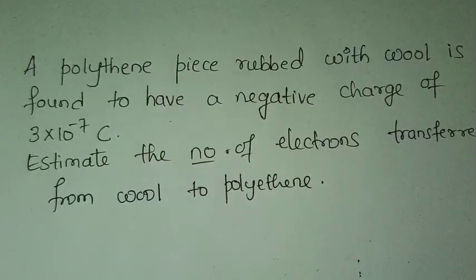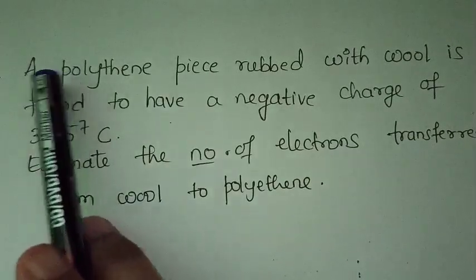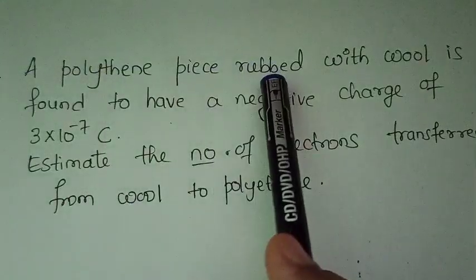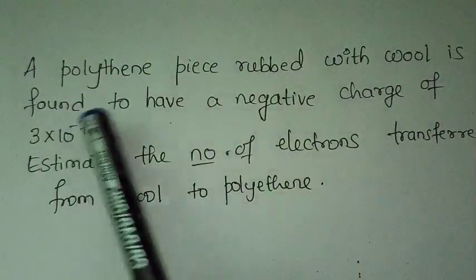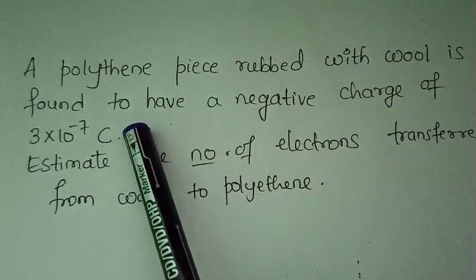Based on quantization of charge, one question is asked for 2 marks in your state syllabus or board examinations. Here I have one such question, so I'll read it out. A polythene piece rubbed with wool is found to have a negative charge of 3 into 10 raised to minus 7 coulomb.